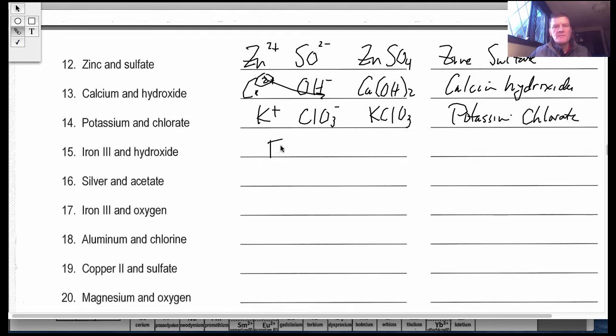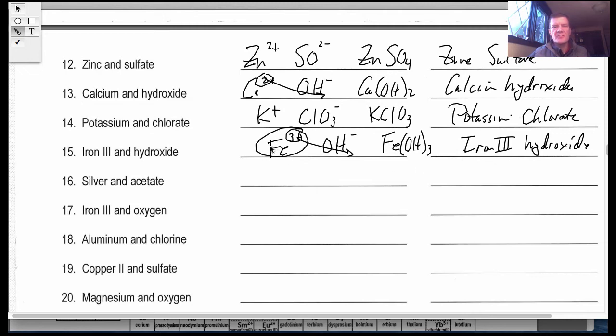Iron 3 and hydroxide. Iron 3, you're going to need 3 hydroxides to match that 1 iron. So this is Fe, and then in parentheses put OH with a subscript of 3. Iron 3 hydroxide. Remember, when there are multiple charge options, you got to put the Roman numeral to tell me which ion you're using there.